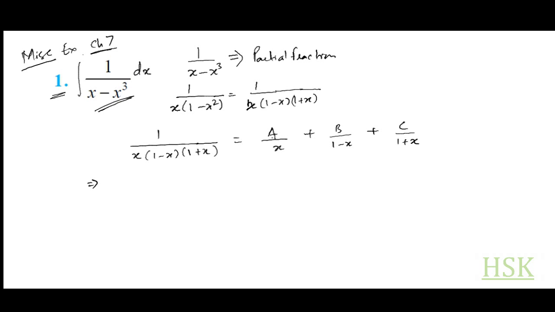So to convert it into partial fraction, we have to just calculate the value of a, b and c. For this I am going to cross multiply this term which is in the left hand side of the denominator. So I am going to get 1 is equal to 1 minus x into 1 plus x into a plus b times x into 1 plus x plus c times x into 1 minus x.